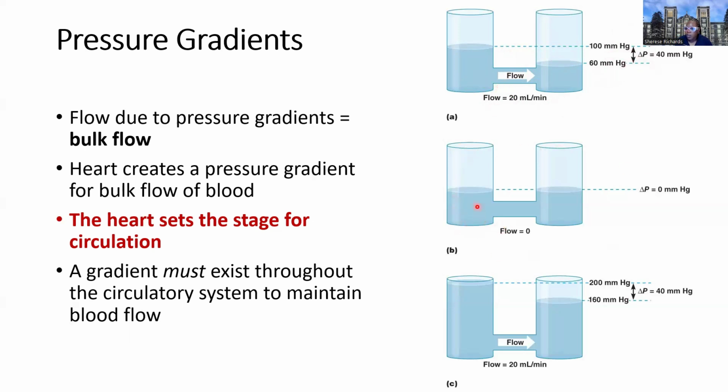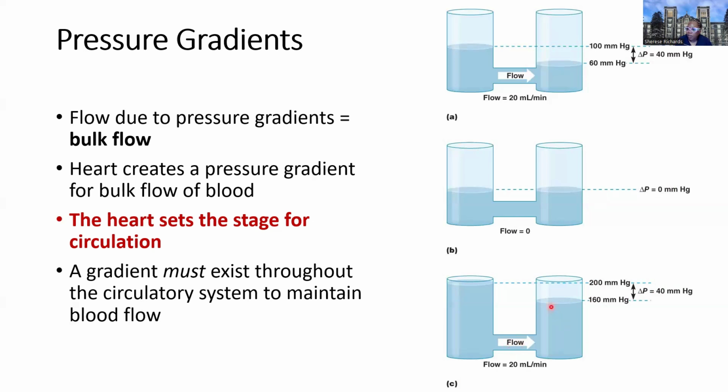In scenario B, we have no gradient, right? The pressure on the left is the pressure on the right, and there is no change in the pressure. So the flow is 0 milliliters per minute, right? No gradient, no flow. And then alternatively, going to scenario C, now we have higher pressure on the left side, lower pressure on the right. However, the difference is the same. So even though it's way higher in terms of the numbers, the overall pressure difference, the gradient, ends up being the same. Therefore, the flow rate is going to be the exact same.